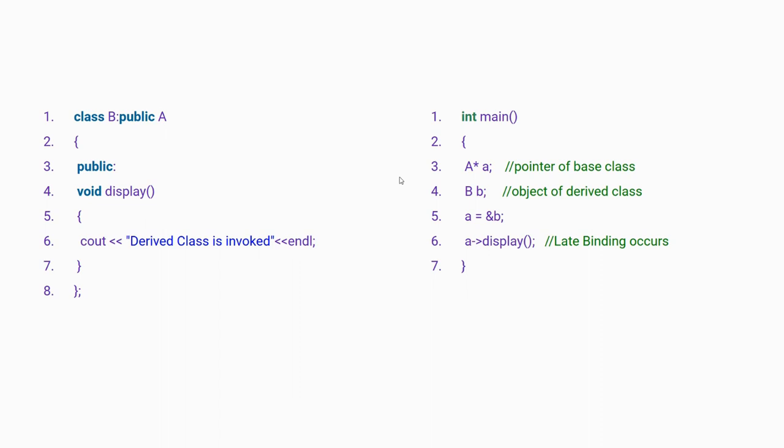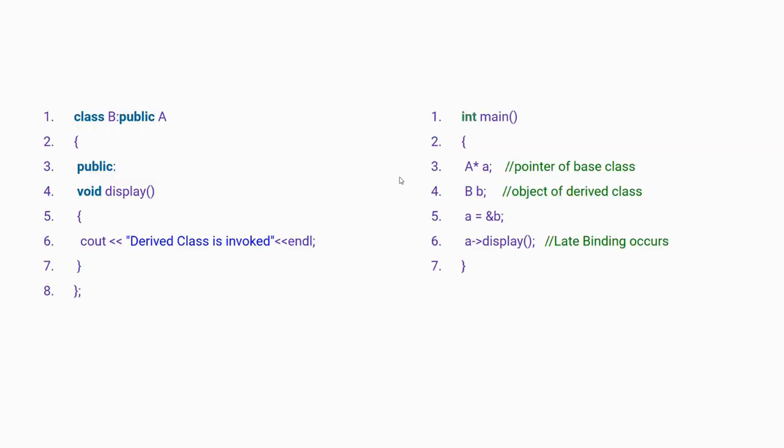In the main function, you are creating a pointer of the base class, and after that you are creating an object of the derived class B. After that you are assigning the address of the derived class object to the base class pointer. After that you are invoking the display function. Then you will get the output as derived class is invoked. Now the function in the derived class is invoked. Before, in the previous example, the function in the base class was invoked. Now the function in the derived class is invoked using the base class pointer by using the virtual keyword.